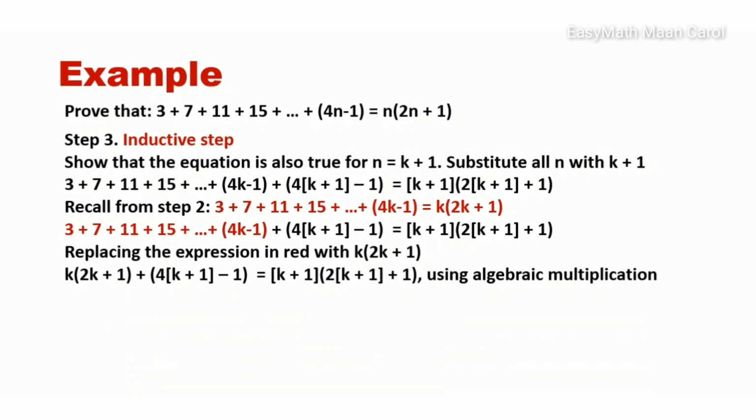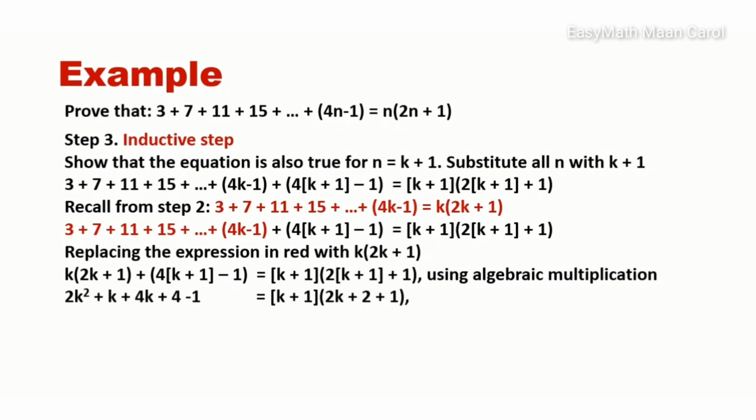So, nawala na yung kulay red, naging k times 2k plus 1 na siya, na-replace na natin siya. Tapos, yung other part of the equation, kinopya lang ulit natin. So, wala namang ibang nabago doon. Yun lang unang-unang part. So, sabi dito, we are going to use algebraic multiplication para mas lalo nating maging simple yung mga expressions, mawawala yung mga parentheses at saka yung mga brackets kasi sobrang daming grouping symbols, mas nakakalito.